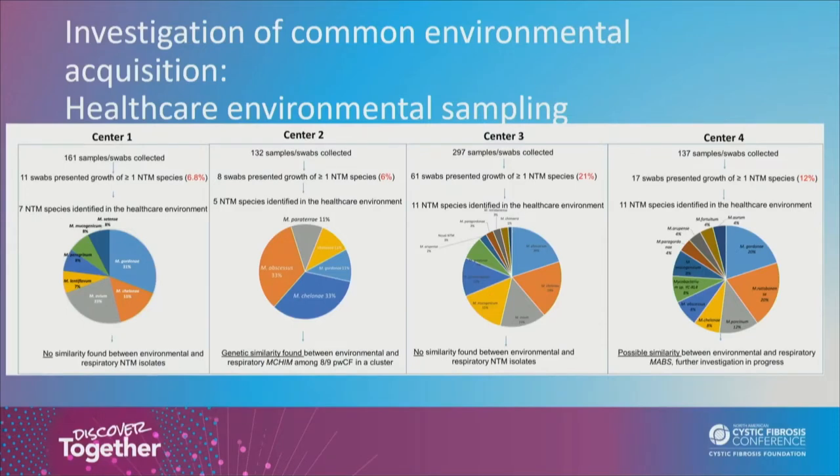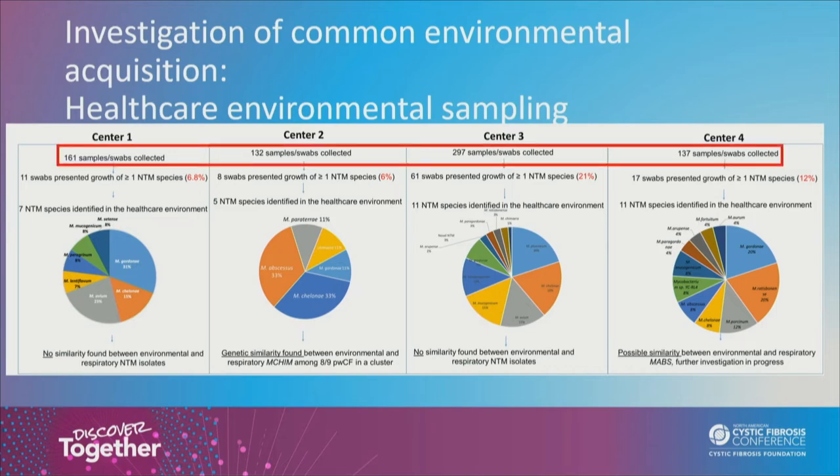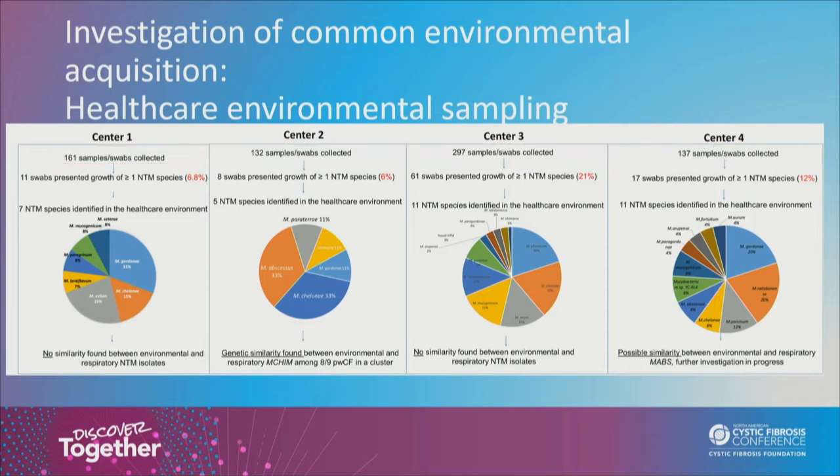Next, we look at investigation of common environmental acquisition. And so this is highlighting our healthcare environmental sampling results. What you see here across the top is the number of swabs that were collected from each individual center. Generally speaking, it was around 150 for all the centers, except for center three had really robust sampling of almost 300 samples. And again, this was of dust and water biofilms in the healthcare setting.